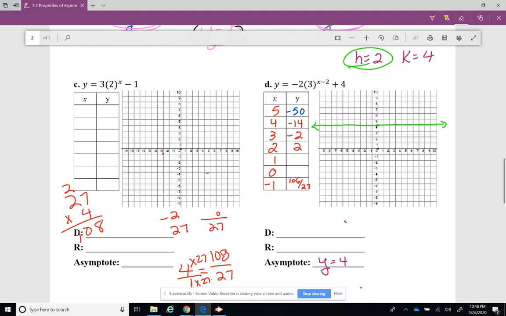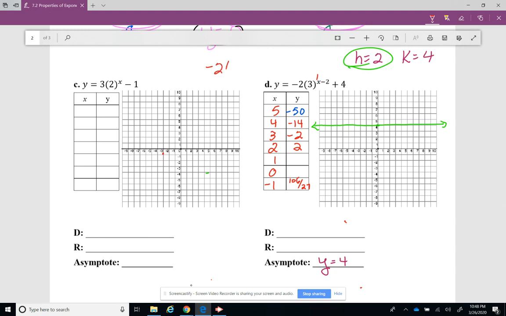I don't know why I jumped down there and did the negative 1. Doesn't matter. As long as you do all of them, it doesn't really matter the order you do them in. All right, let's jump back and do that 1. 1 minus 2. So negative 2 times 3 to the 1 minus 2 is negative 1, plus 4.